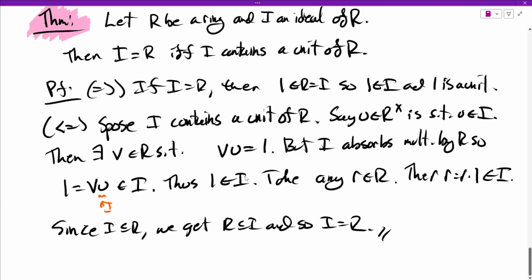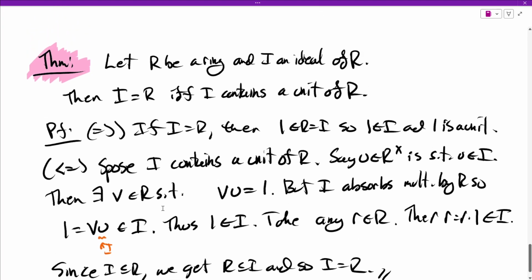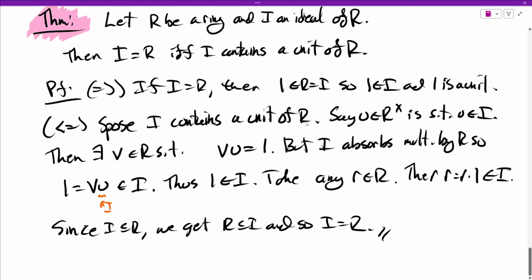Okay, so again, this is the fact that we saw, and I want to highlight it. If your ideal contains a unit, something with a multiplicative inverse, you have to be everything. It's not a super important fact, but it is a helpful fact.